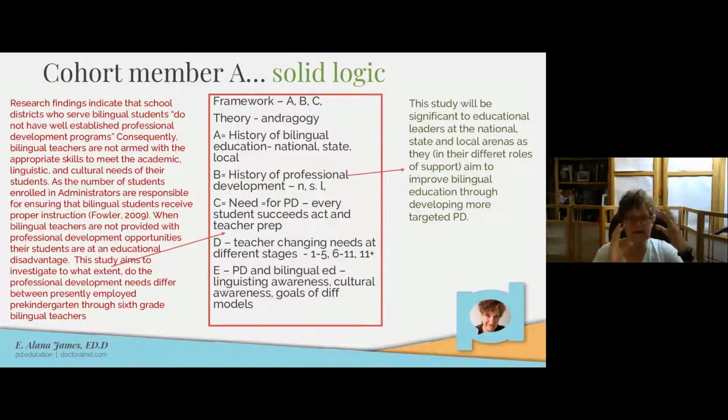Are there ways that these topics can be coalesced? Is a question, but nevertheless, those are the topics this person has. And the significance of the study is to national, state, and local leaders. So they're setting that up in the Lit Review. And they aim to improve bilingual education through professional development. So those things are both there.